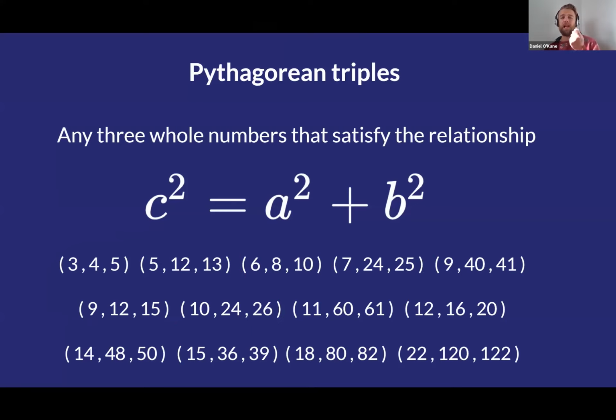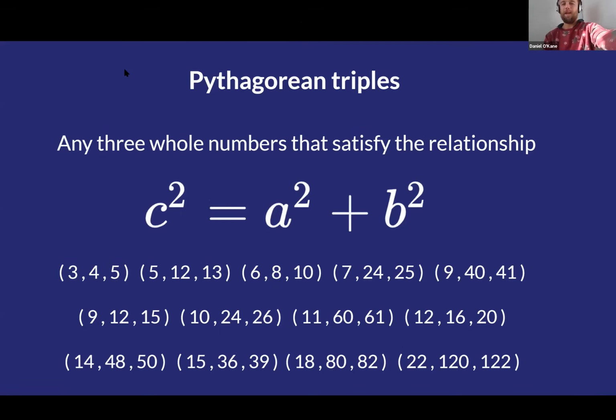So we just looked at 6, 8, and 10. Those were three numbers that come together to create a right-angled triangle where 10 is the hypotenuse. And here's a whole bunch of Pythagorean triples that we know, and they all satisfy this relationship. The largest number in each of these triples is always the hypotenuse, and the two smaller numbers are the two smaller sides of the triangle.